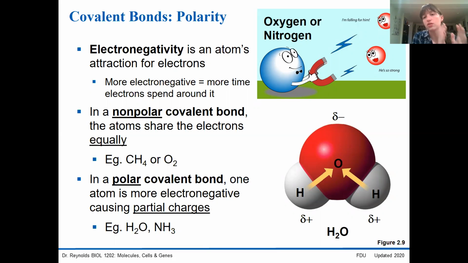This is going to result in a partial negative charge. That partial is very, very important. And that partial is going to be something that's written using this little delta symbol here. So for example, oxygen is highly electronegative, and it results in a partial negative charge because electrons will spend more time there. Hydrogen is partially positive, and so we write that partial positive here.